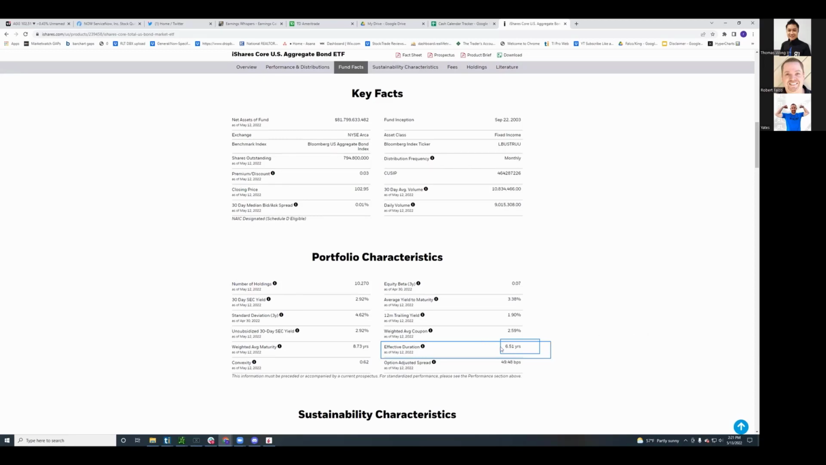But the cool thing about the funds is you can trade in and out of them. You don't have to hold it for 6.5 years. You could hold this thing for a month or two if you wanted. And it does pay a yield. Again, this is an annualized yield, so you're not getting 2.92% every month, but you're getting that.